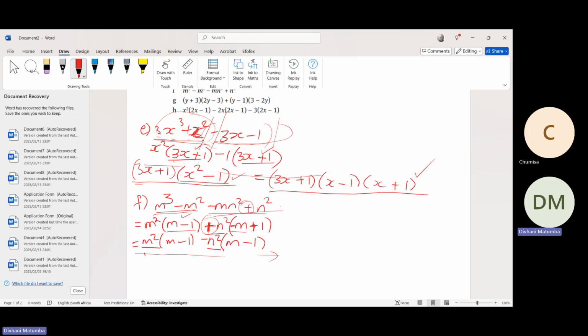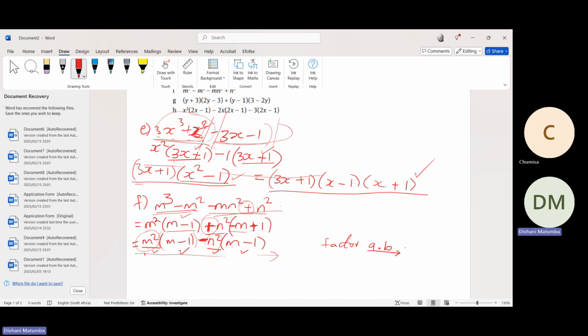The factors that we are talking about can be written in the form of A times B. These are factors. In M squared times M minus 1, these are two factors. You agree? Yes, sir. And these two factors are separated by a minus. On the other side of the minus, you have two factors, n squared times m minus 1. This is a factor and that's a factor.